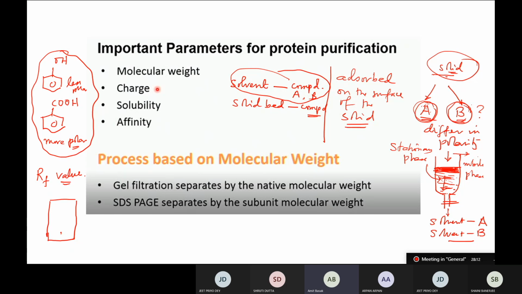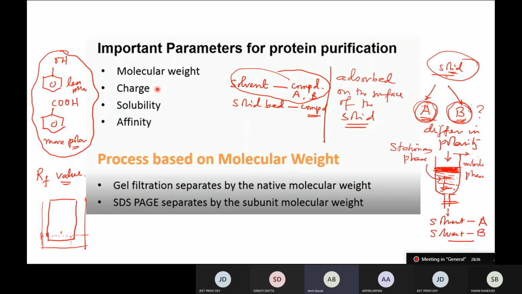So the compound is stuck to, or adsorbed on, the silica gel surface. Now you put it in a chamber. The chamber is filled up with a solvent up to this point, so below the spot, below where you have spotted the compound. Okay. So now what will happen?